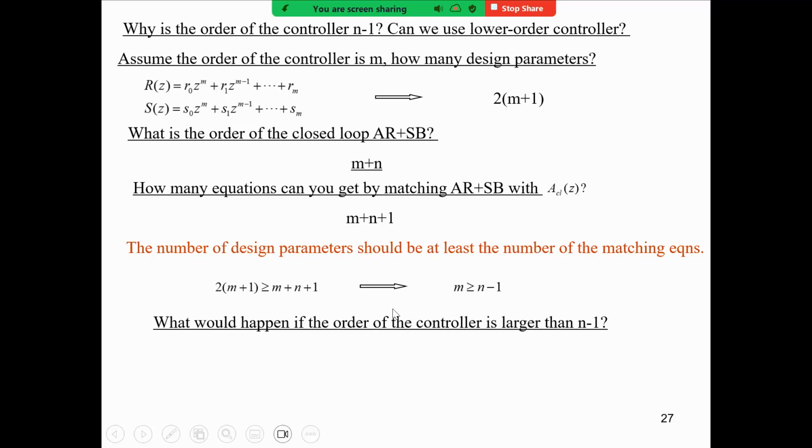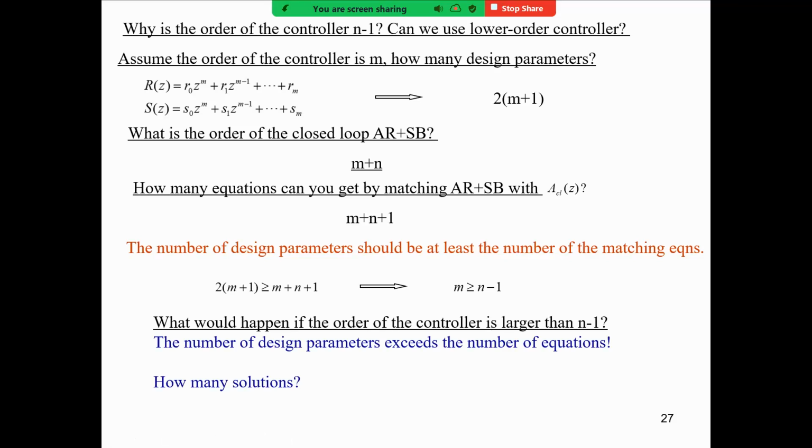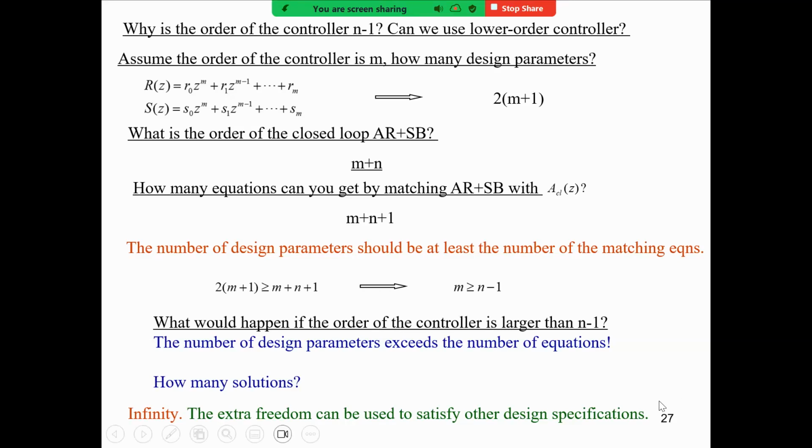But what would happen if the order of the controller is larger than n minus 1? How many solutions can you get? You have an infinite number of solutions, because in this way the number of design parameters will be more than the number of equations. Of course, that's a good thing, which means you can just pick. You have some extra freedom, right? You can use it to satisfy some other requirements. Okay? Any questions?